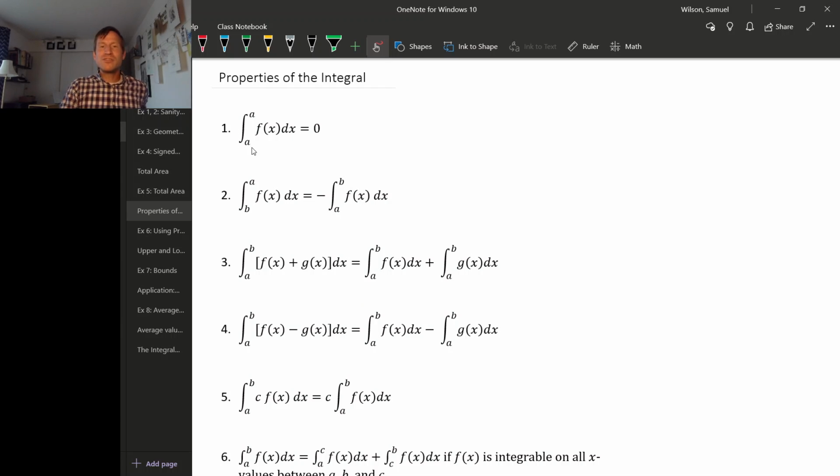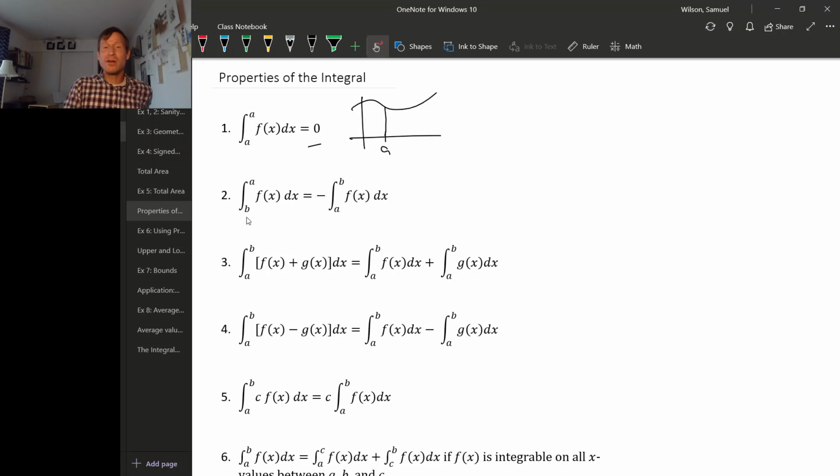So for the first one, the integral from a to a of f of x dx is 0. If you think about the graph of a function, what this integral is calculating is the area above the single x value a. So this is the area of just this single line segment. But a single line segment doesn't have any area, and so this area ought to be 0.